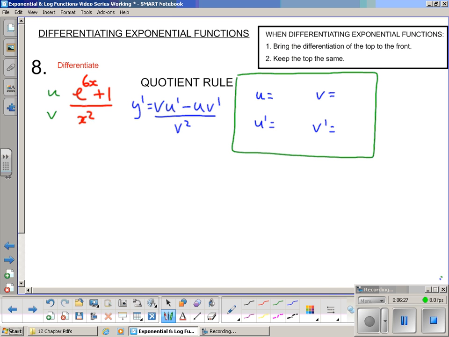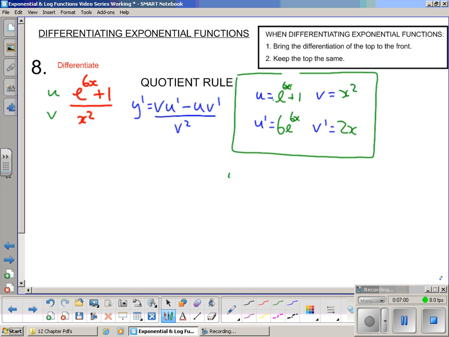U is e to the 6x plus 1. I might try that again because that's not all that clear. Let me get my writing a bit clearer. E to the 6x plus 1. Now u dash will be the differentiation of that, which will be 6e to the 6x. V is x squared, and the differentiation of that is 2x.